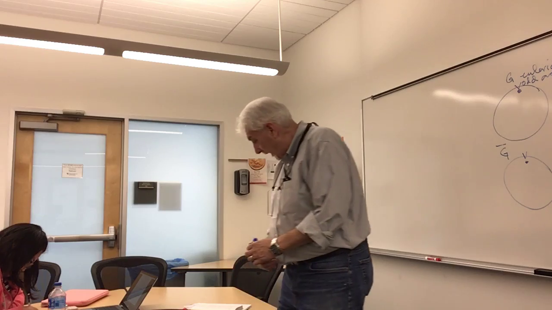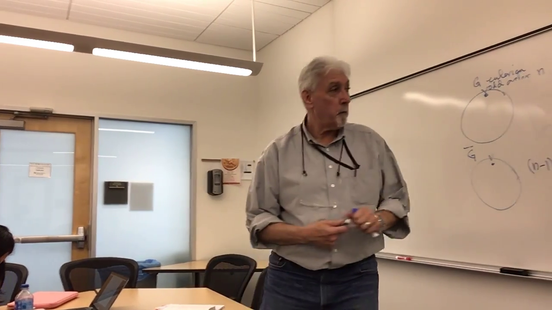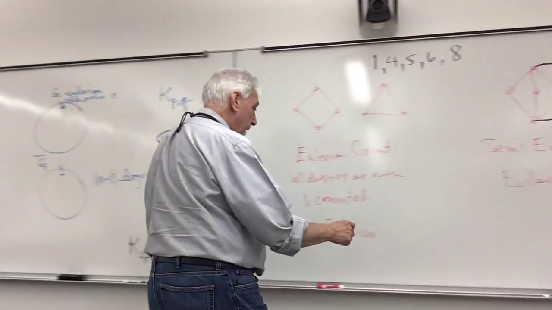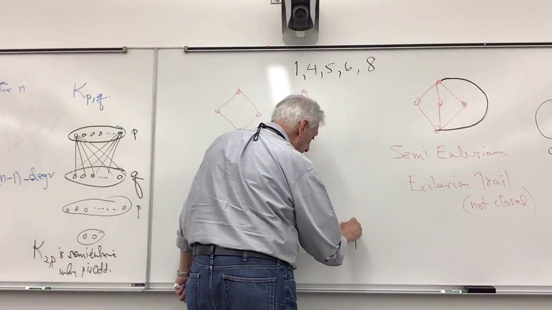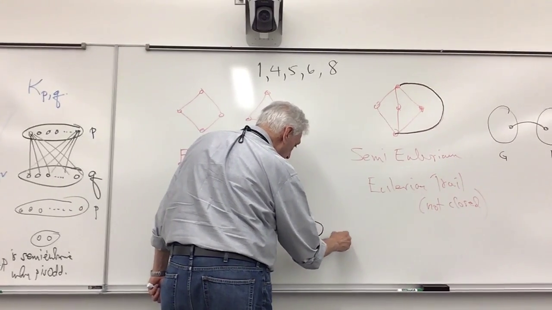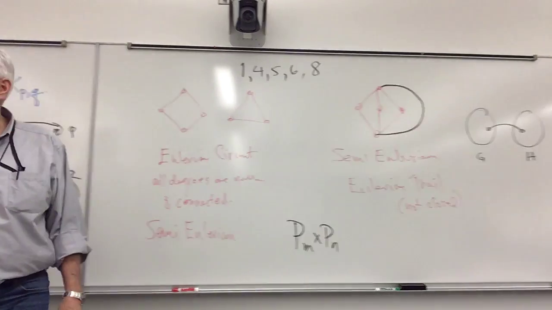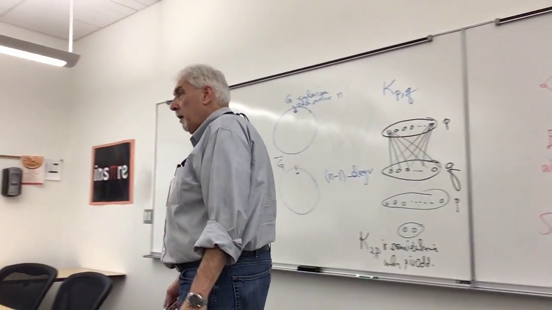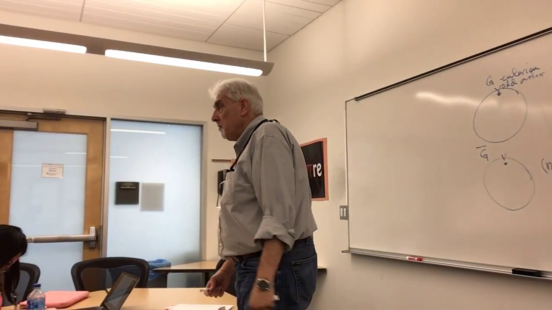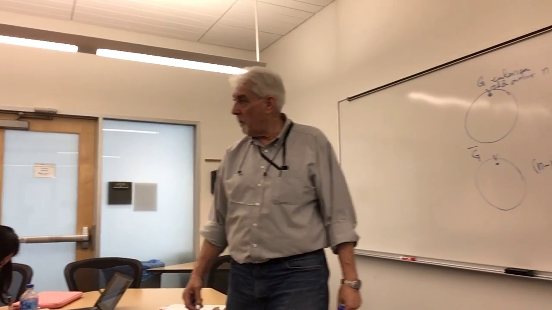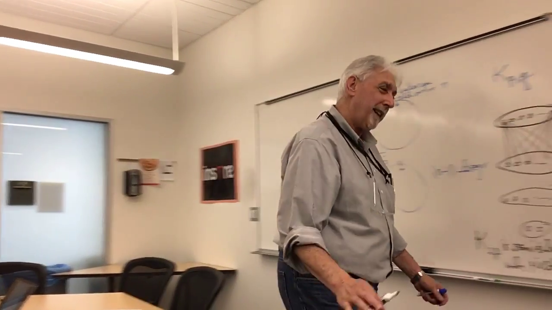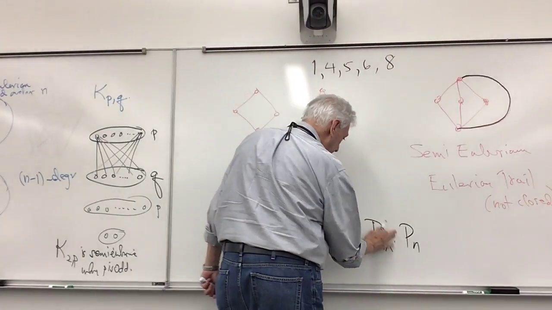I want to look at, so remind me, does he use times, does he use cross for the Cartesian product? Little square. He uses square, yeah, I know. That's the new thing. I'm an old guy.